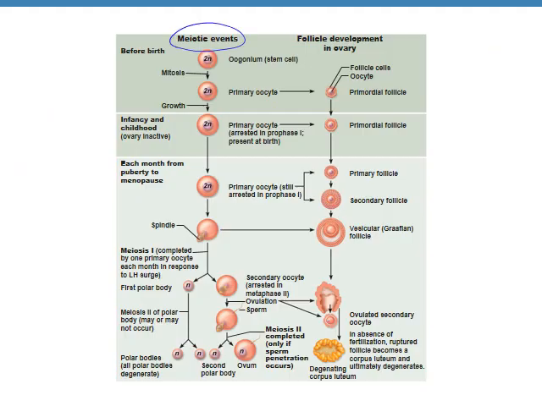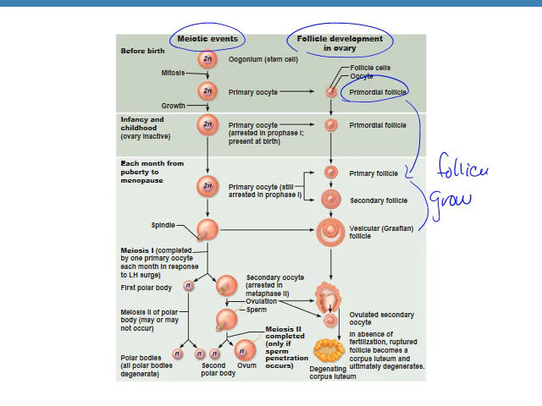Okay, let's look at meiosis versus what's happening in the follicle. They're trying to link these two. So this we already know. We start with primordial follicles. Primordial follicles turn into primary follicles, and then they grow in size, and we call this the follicular phase. Then we have ovulation, and then we have the corpus luteum, so we call this the luteal phase.